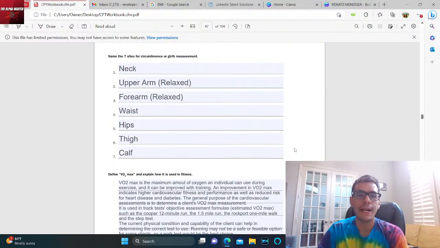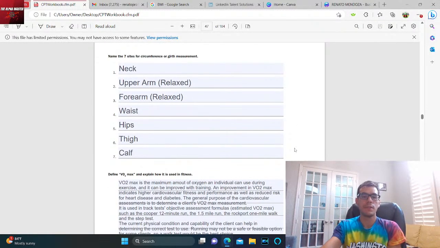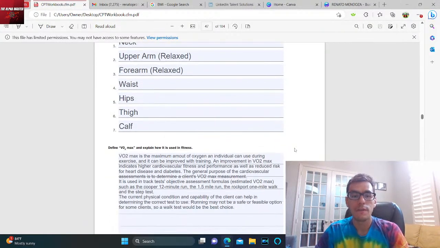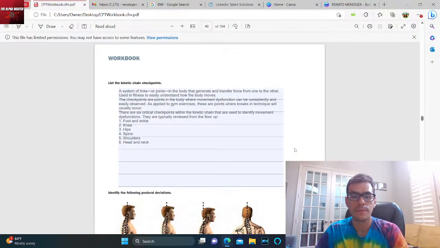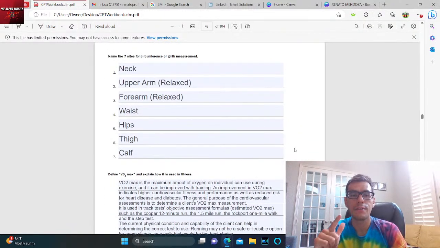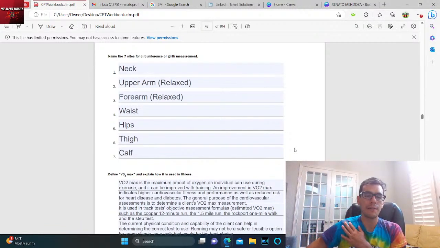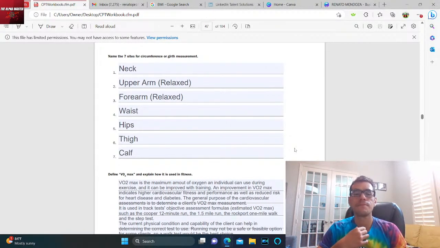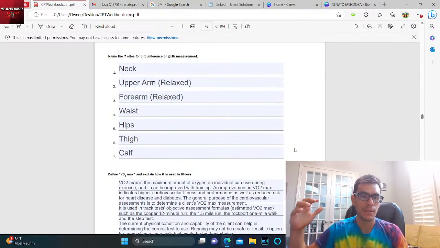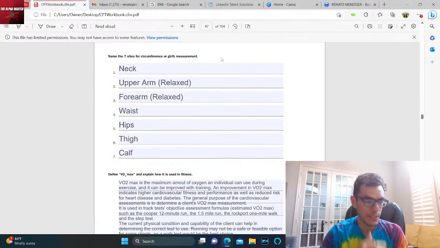Now, you have here the 7 sites for circumference or girth measurements. You have 7 sites in total: the neck, the upper arm when it's relaxed, the forearm when it's relaxed, the waist, the hips, the thigh, and the calf. This is really important for the test. 7 sites for circumference or girth measurement.